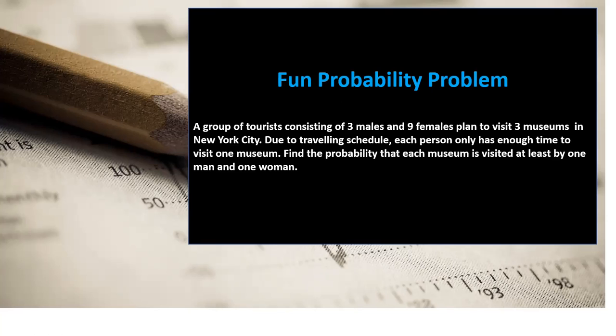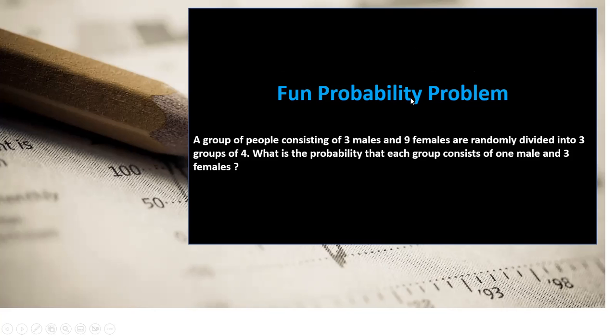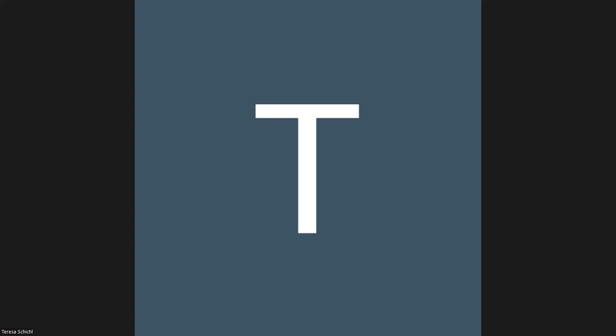We ask the tourists. That means we find the probability that each museum is visited by at least 1 male and 1 female. Okay, so let's see what we can do about that. But let's take a look at the problem here first, so we can learn the process and the methods. Okay, so let's go to our whiteboard. Here is the whiteboard.